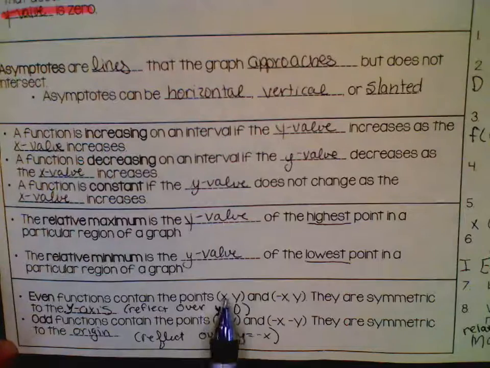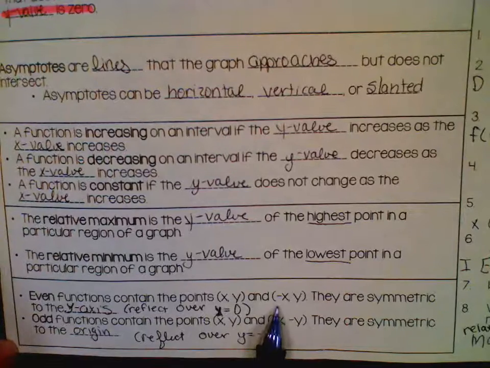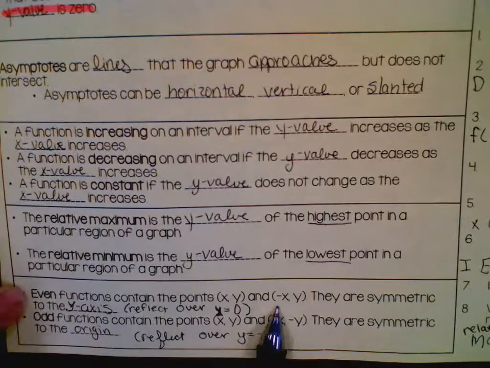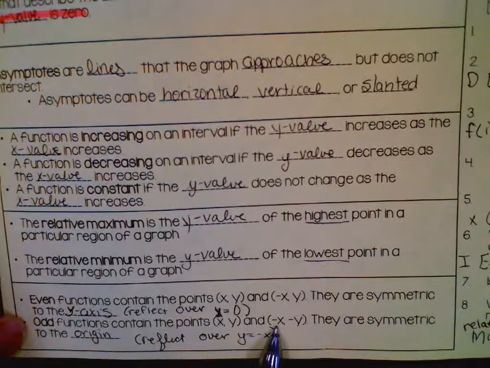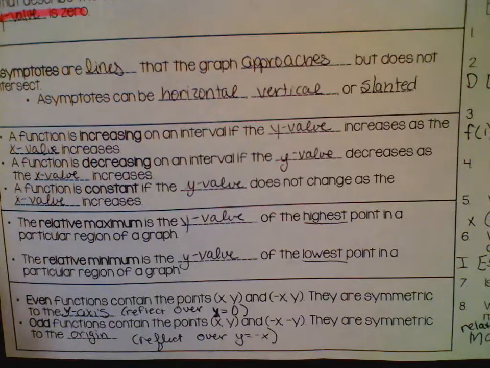So these points, (x, y) and (negative x, y), would have to be part of the function to be even. And (x, y) and (negative x, negative y) would have to be part of the function to be odd. And we're going to practice some of those and look at even or odd. Okay, so let's look at our examples that are right next to those definitions.